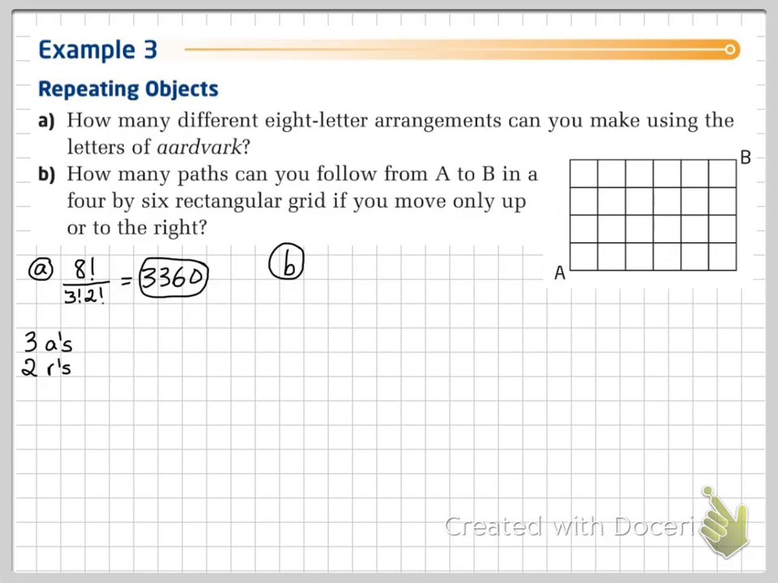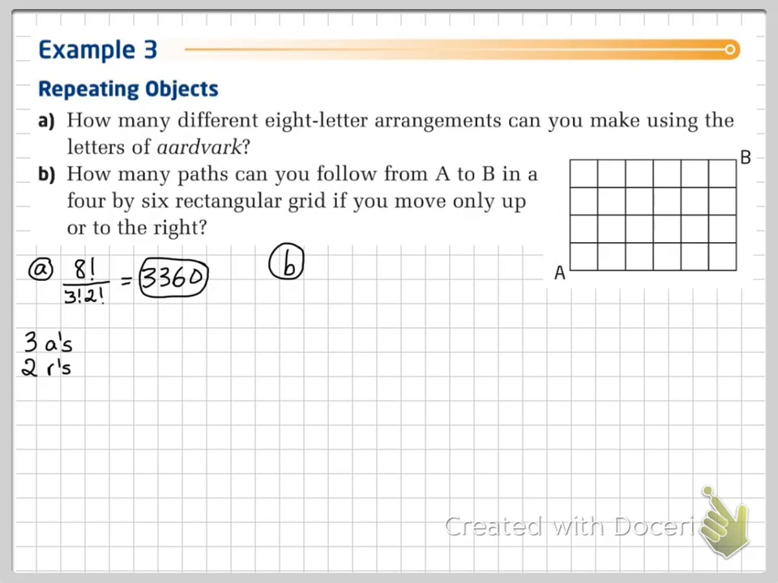Now, that's going to be 3,360 different possible combinations. In B, how many paths can you follow from A to B in a 4x6 rectangular grid if you move only up and to the right?